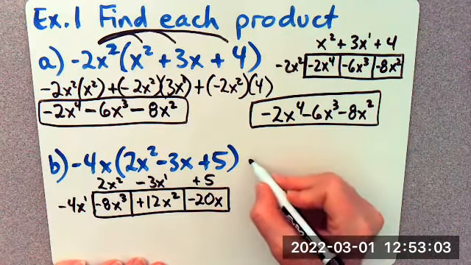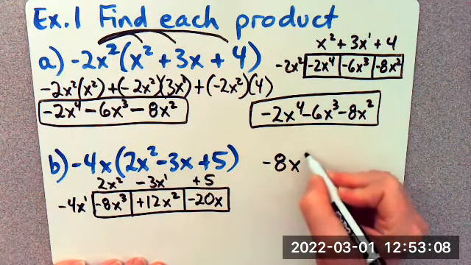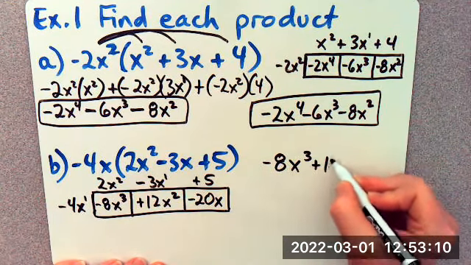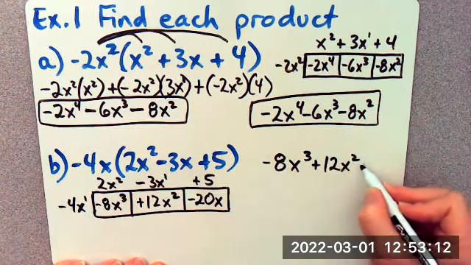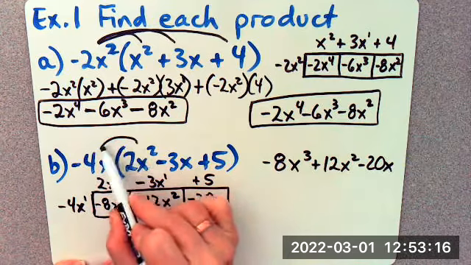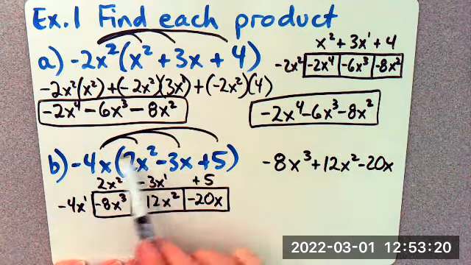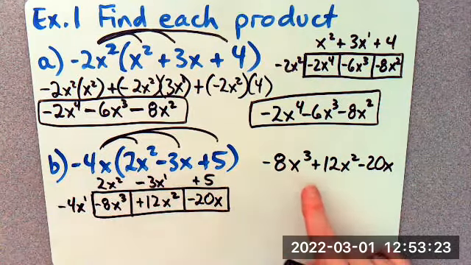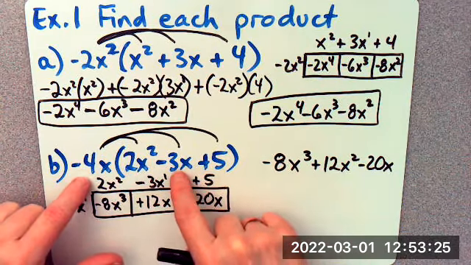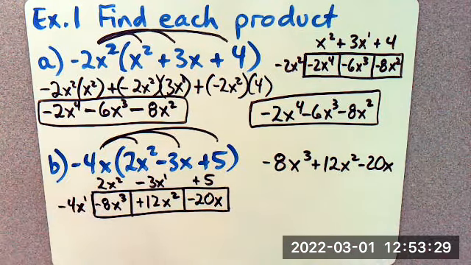So then our answer would be negative 8x cubed plus 12x squared minus 20x. And again, you could have just done distribution to do the same thing. So this would be negative 8x cubed, positive 12x squared, and negative 20x.